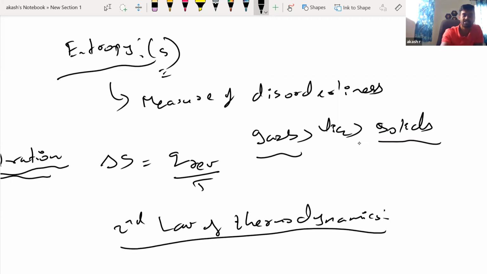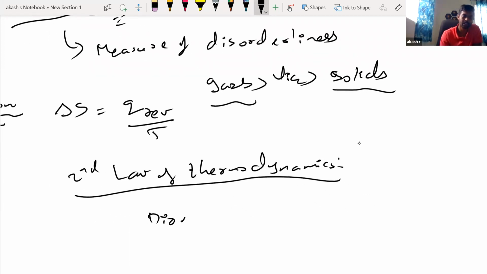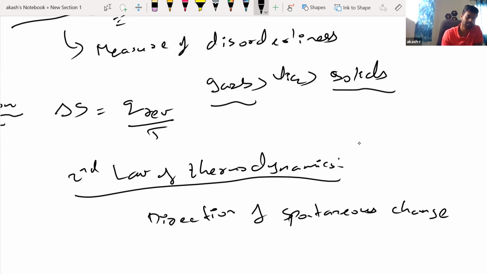If you can remember the statement also, the direction of spontaneous change. We know what we mean by spontaneous also. I guess that day we saw all these. So the direction of spontaneous change should be in such a way that the entropy of the universe is increasing, or the change in entropy of the universe is greater than zero. That means delta S universe should be greater than zero for a particular spontaneous change.